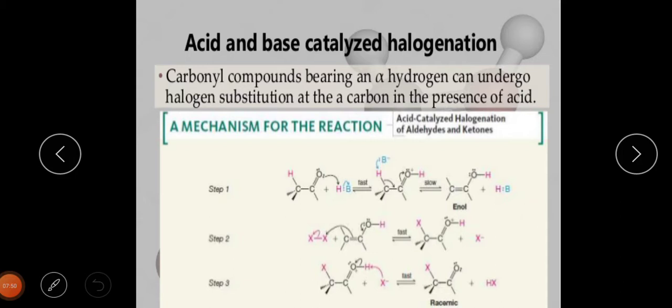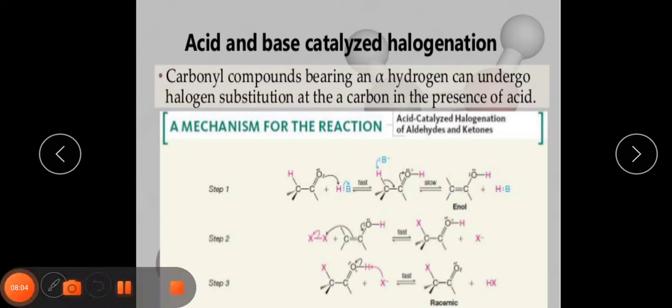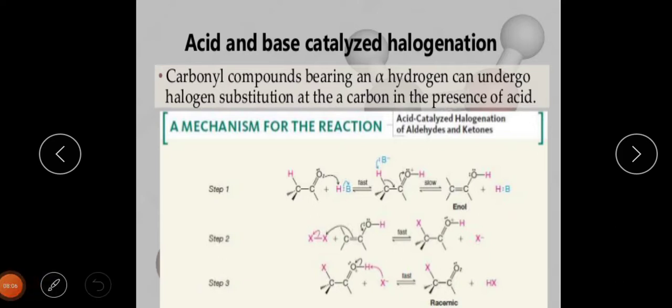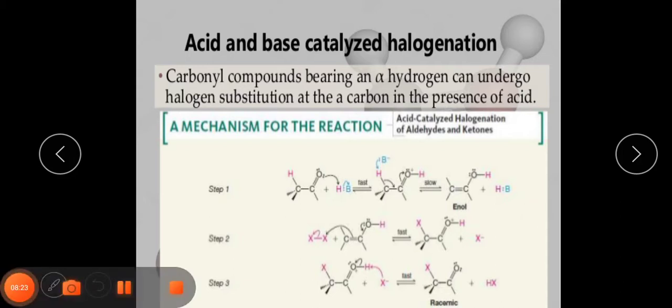As we know, carbonyl compounds bearing an alpha hydrogen can undergo halogen substitution at the alpha carbon in the presence of an acid. So, firstly we will see the mechanism of acid catalyzed halogenation of aldehyde and ketone. In acid catalyzed halogenation of aldehyde and ketone, exchange of only one alpha hydrogen for a halogen will occur, even if the alpha carbon carries additional hydrogen.